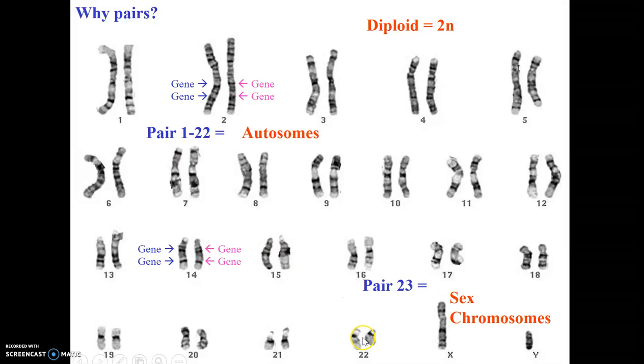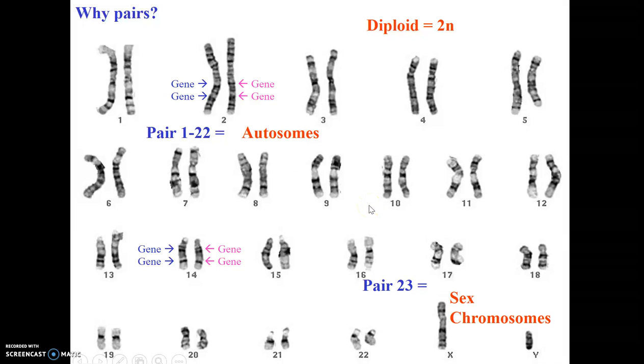The sex chromosomes, the X and Y chromosomes, are the chromosomes that are identified as determining your sex, whether you're male or female. If you have 2 X chromosomes, you would be considered female. If you have an X chromosome and a Y chromosome, you are male. So that 23rd pair there is what we call the sex chromosomes.